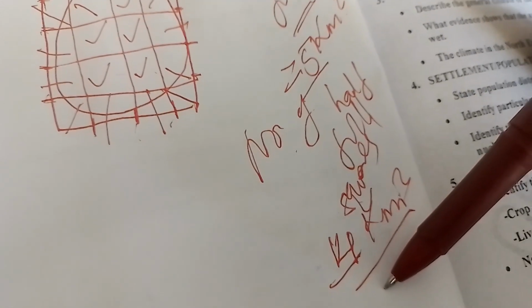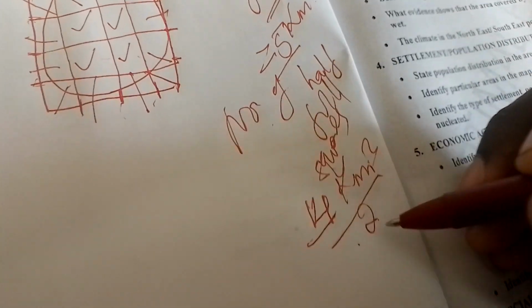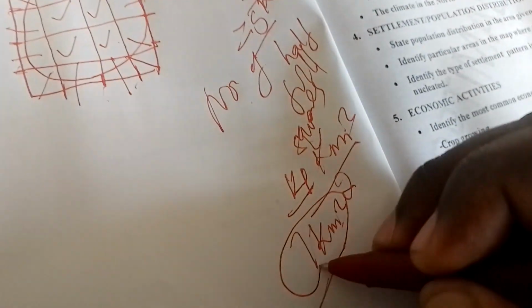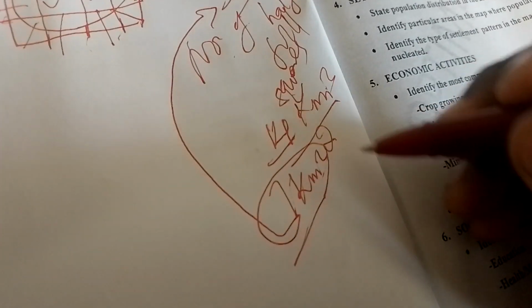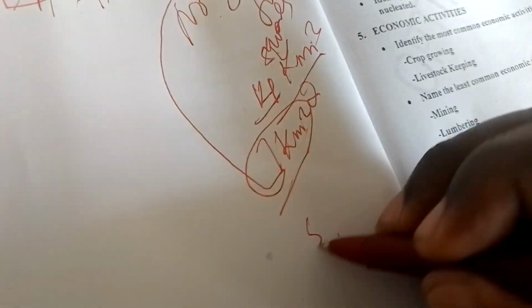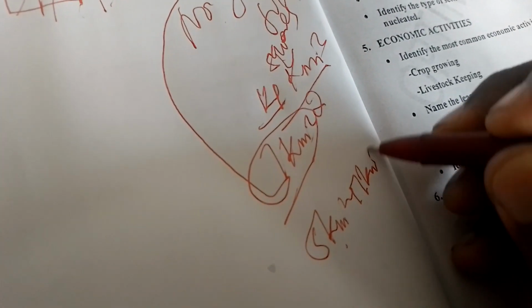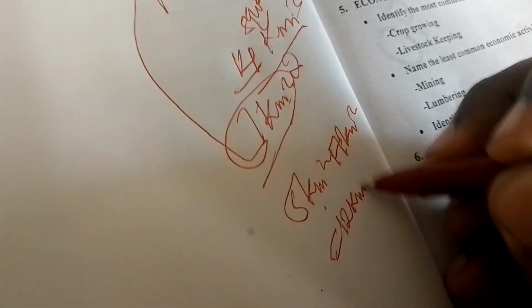Now since there are 14, I want to convert into a whole number. I will divide it by 2. Then I get 7 kilometers square. So this answer, I'm going to add it to the number of full squares, which was 5. So I'll say 5 kilometers square. I'll add it to 7 kilometers square. The answer comes to 12 kilometers square. This is the area of an irregular shape.